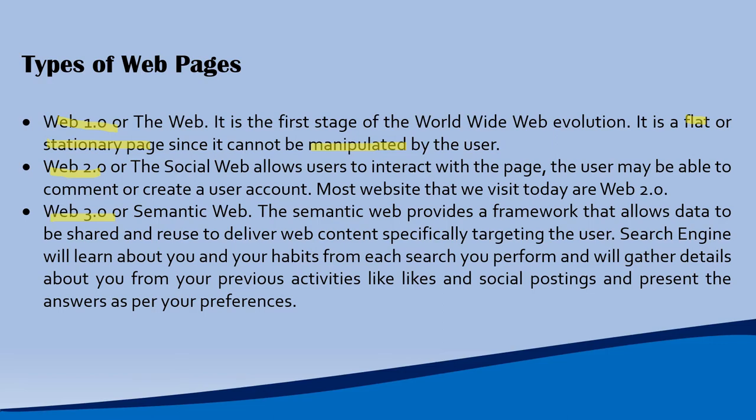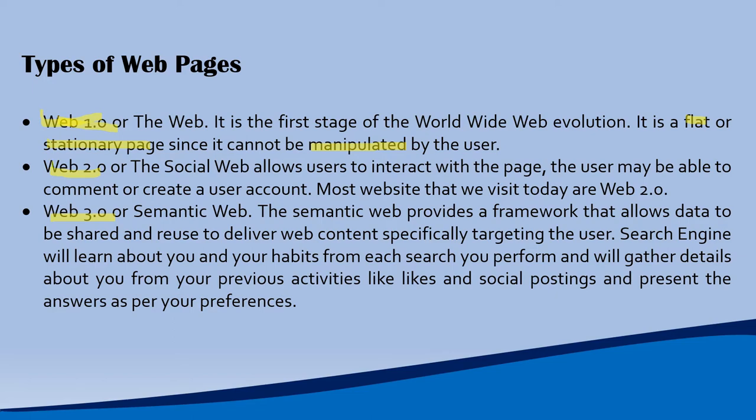The websites built during this time were very simple. Mostly are just text, and if you see some images, they don't have a high resolution yet, especially since at that time our internet was not as fast as what we have today. The Web 1.0 lasted from 1989 to 2005, and it was considered the read-only website, just like what I said a while ago. It cannot be manipulated by the user, which means the user can only read the text written on that particular web page.